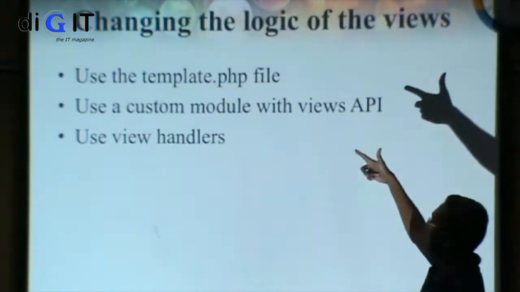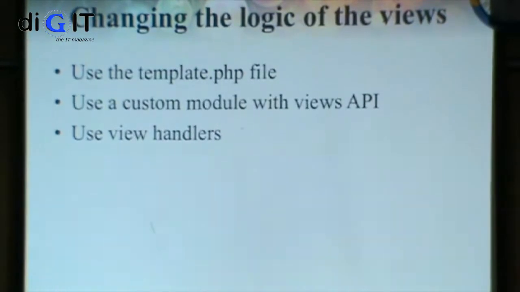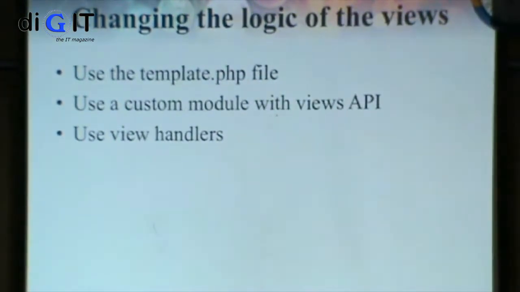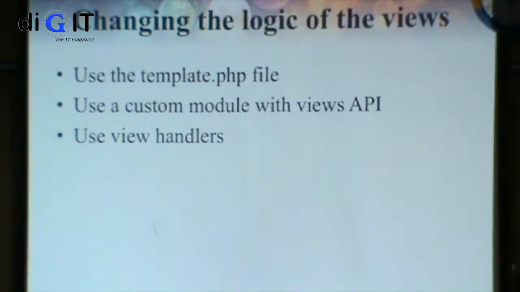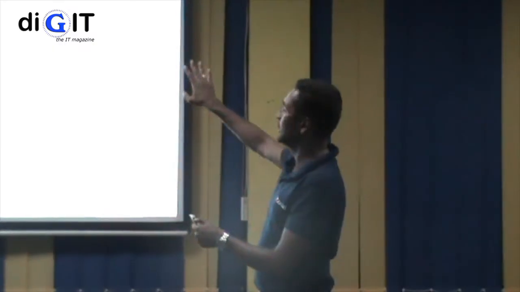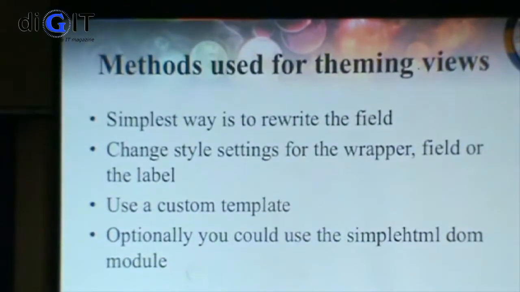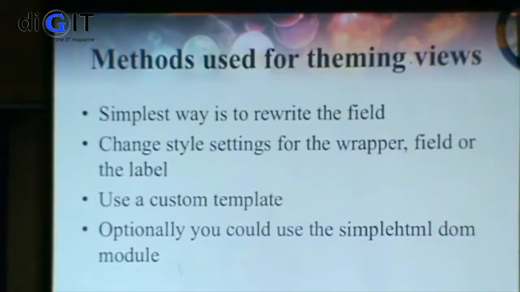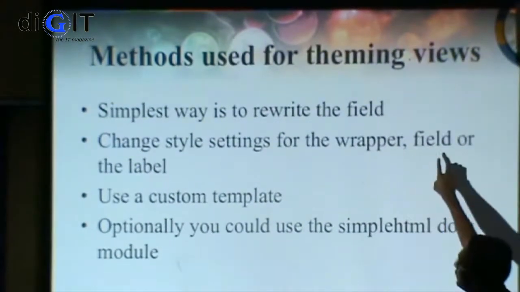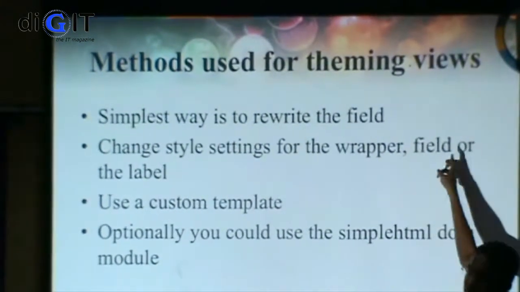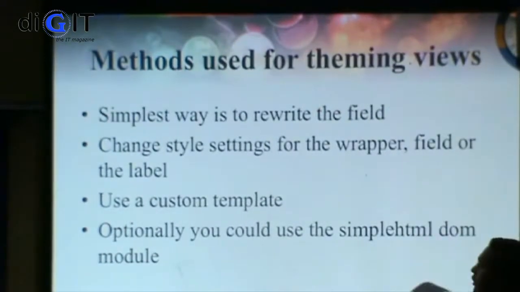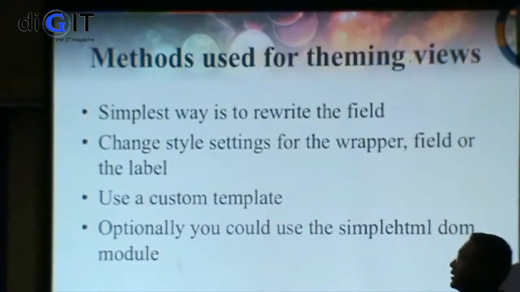So you can use the template.php file and use a custom module and use Views API to theme your views. And actually, this is for the logic. If you want to change the logic, add it to the template.php file, or use a module, or use views handlers. The methods for theming is you can rewrite the field, or else you can change the style setting as I showed you, or else you can use a custom template.